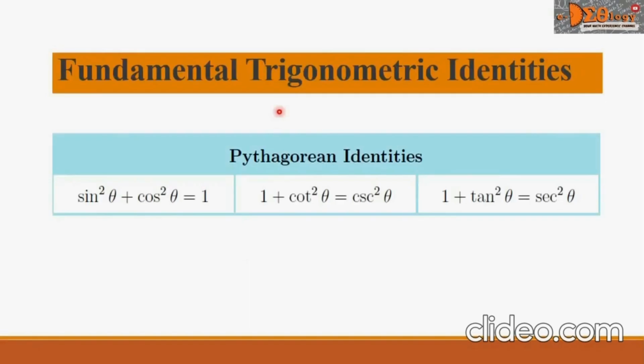Let's begin with Pythagorean identities. The first identity for this group is sine square theta plus cosine square theta equals 1. Second, 1 plus cotangent square theta equals cosecant square theta. Third, 1 plus tangent square theta equals secant square theta.